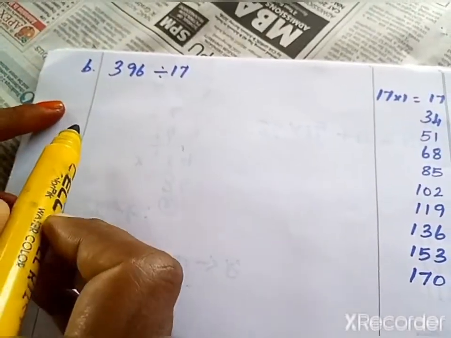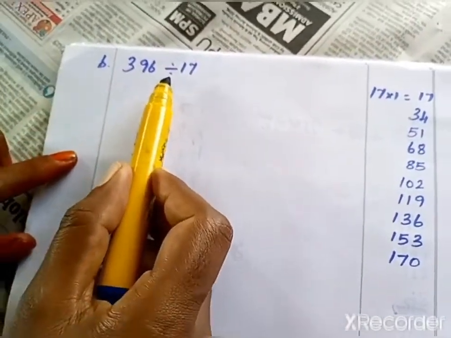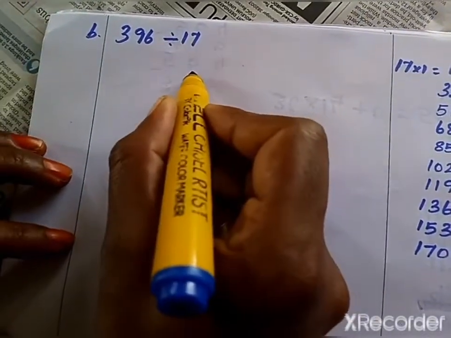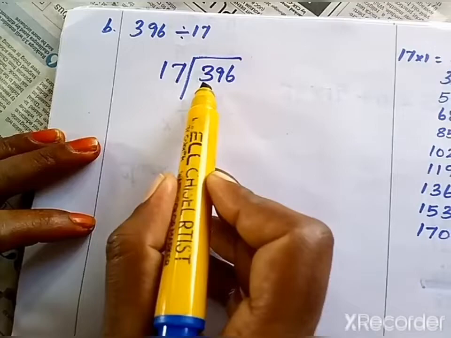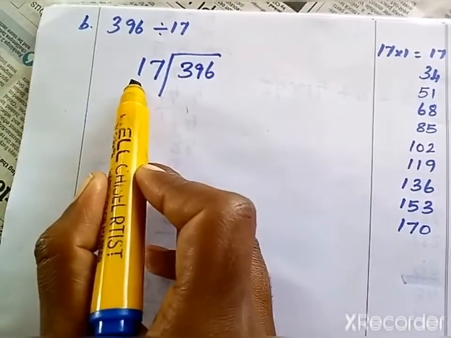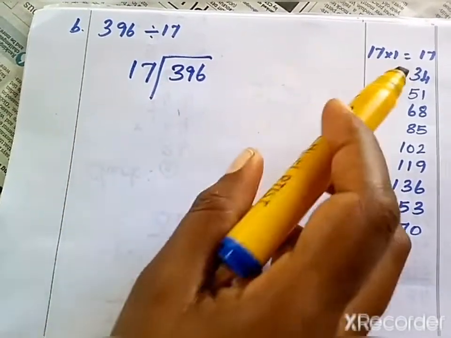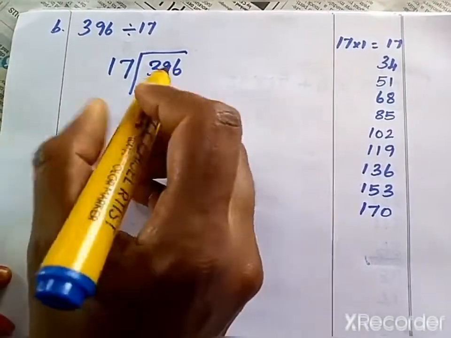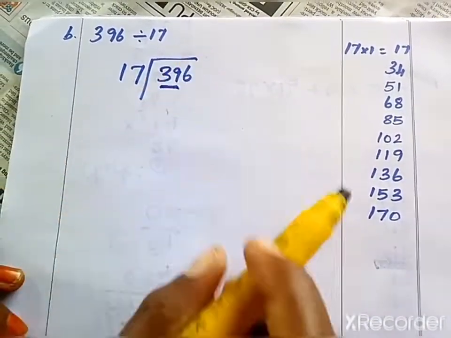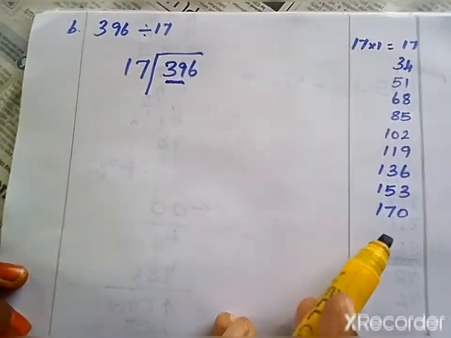So here is one more example, 396 divided by 17. So we can write like this, 396 divided by 17. Here the dividend is 396 and the divisor is 17. So I have written the 17th table here. Okay, now we have to check whether 39 is in 17th table. Here we don't have 39.